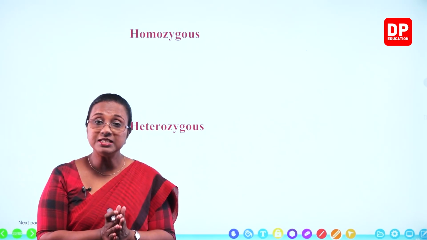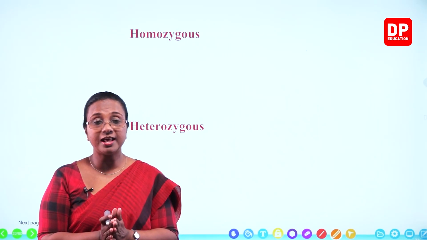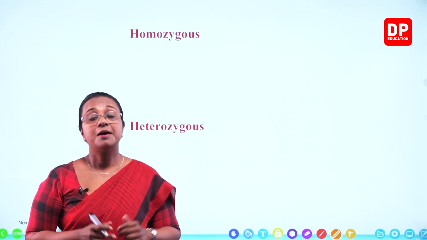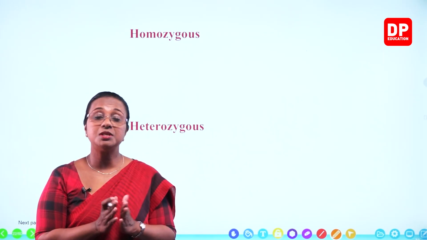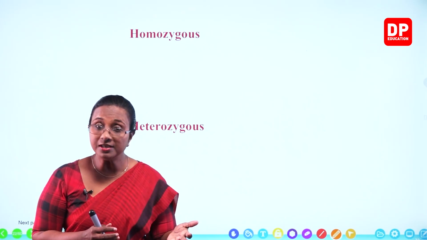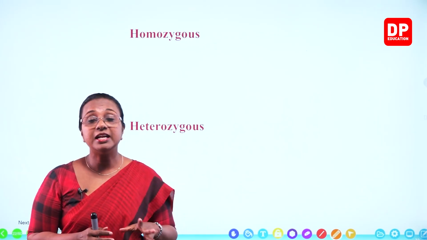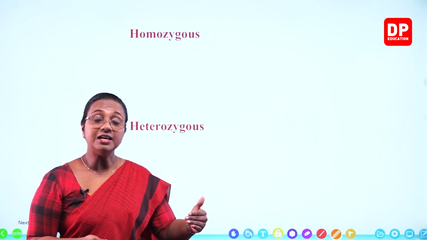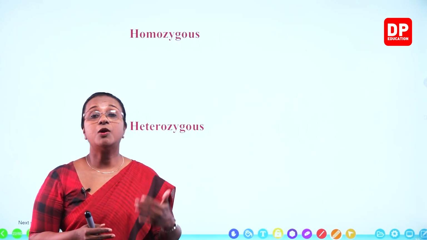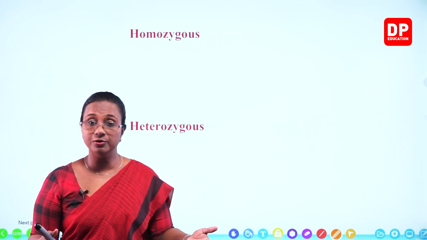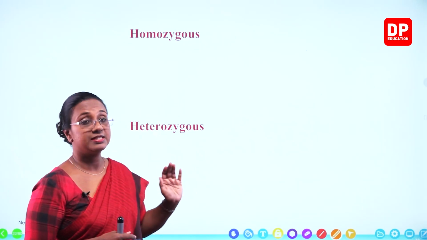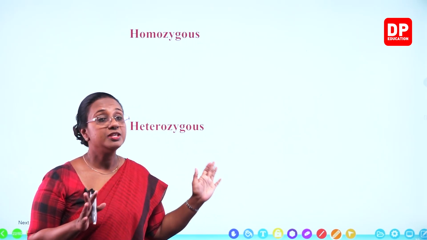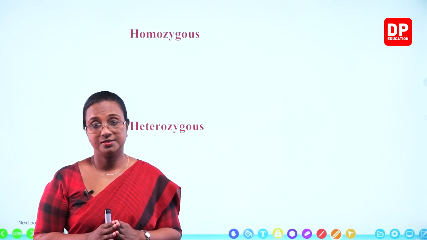So if both the genes responsible for a character are the same, then we call it homozygous. But if the two genes that are responsible for a particular feature are different, then we call them heterozygous genes or heterozygote. When we write the combination of gametes, we call it heterozygote, homozygote, or we can refer to the genes as homozygous genes and heterozygous genes. So this is something that you all have to know, students.